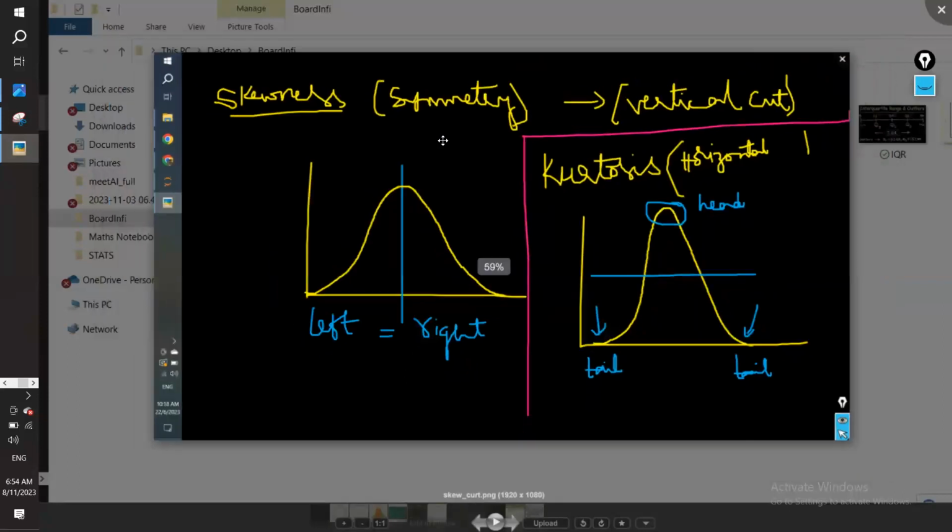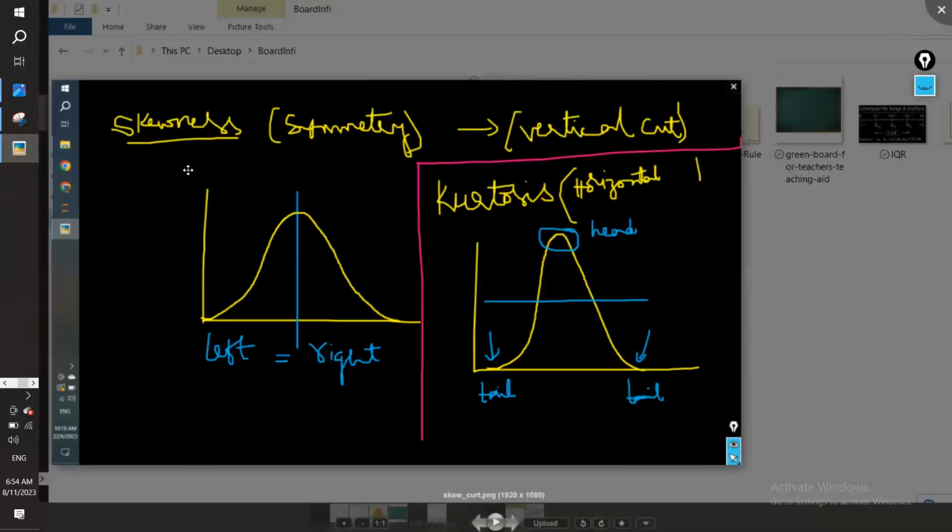exactly. Skewness focuses on the symmetry. When you cut the graph with a vertical cut into two, how much the left side portion is equal to the right side portion, that is what skewness considers. But kurtosis is the horizontal part. It fundamentally checks the proportion of the head in comparison to the tails part: whether the tails are very small or getting elongated in comparison to the head, whether it is getting peaked over here. We are going to study that with kurtosis.